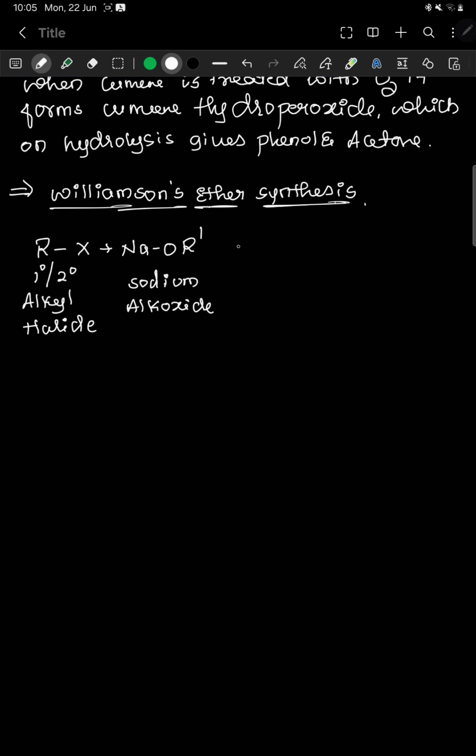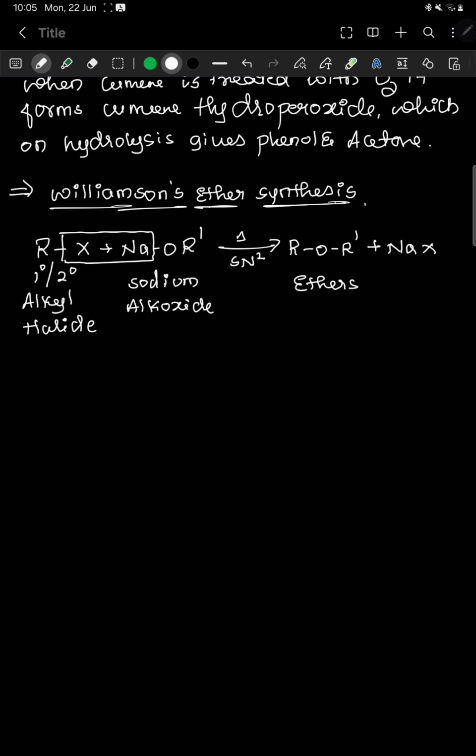So when these are treated together, you can eliminate this X and Na. So this X and Na will eliminate in the form of NaX. So what is the left molecule? RO R dash. So these RO R dash molecules are called ethers. Slightly heating I will do. So this is a pure example of your SN2 mechanism.